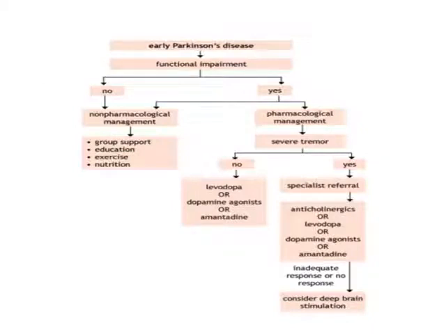So, to remember the treatment of Parkinsonism, we have to search for functional impairment at first. If we don't have functional impairment, we don't need pharmacological treatment. We use non-pharmacological treatment. As we said, group support, education in the form of speech therapy, physiotherapy, exercise, and nutrition or dietary support and advice.